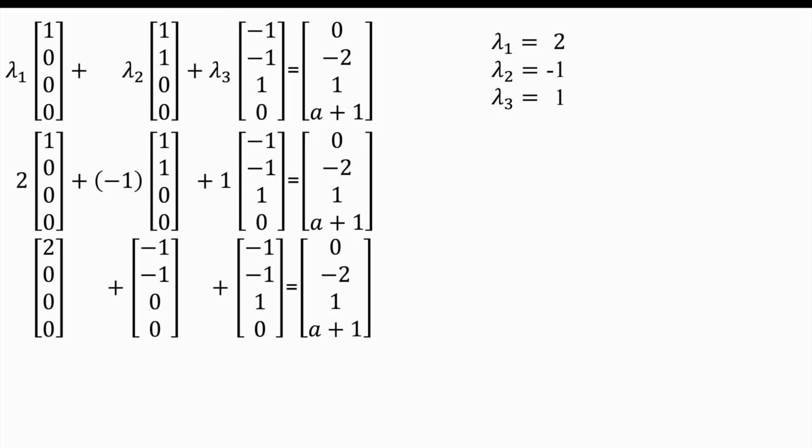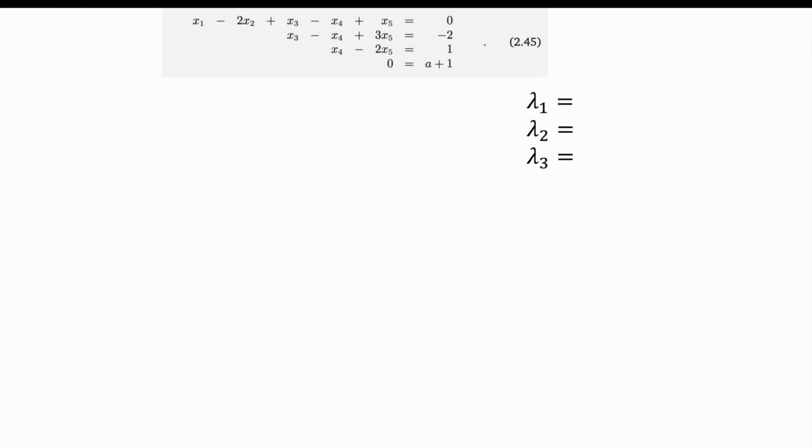So when we have lambda 1, lambda 2, and lambda 3, we put them in a matrix like this. Now, lambda 1, 2, and 3 are not the end solution. If you look at the original problem, the variables we need are x1 to 5, but we can get them using lambda 1, 2, and 3.